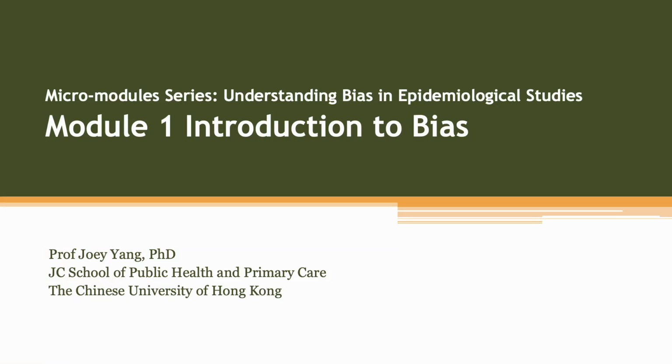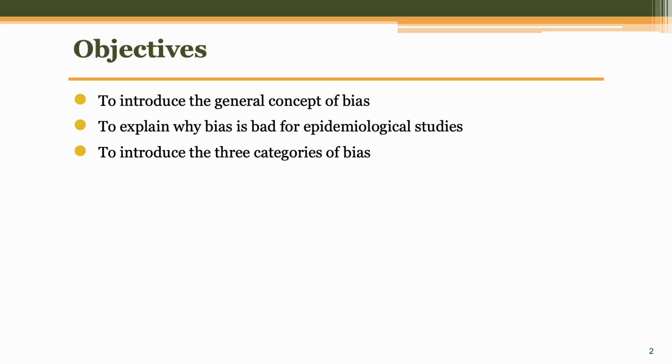Welcome to the Micromodules series, Understanding Bias in Epidemiological Studies. In this series, we will introduce the concepts of common biases in epidemiological studies, why these biases can distort the research findings, and how to address these biases. In this first module, we will introduce the general concept of bias, explain why bias is bad for epidemiological studies, and introduce the three categories of bias.